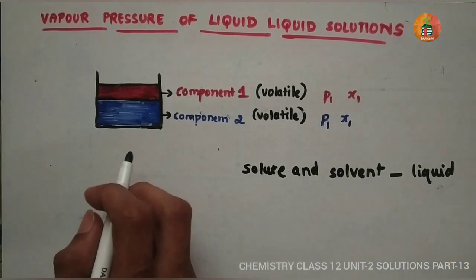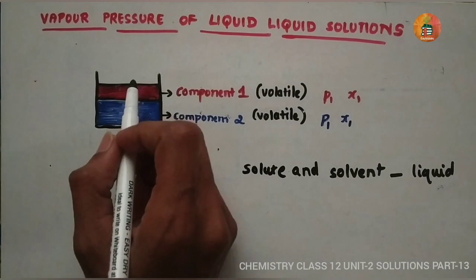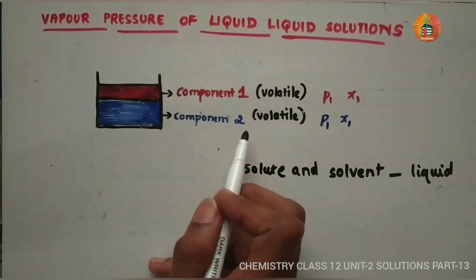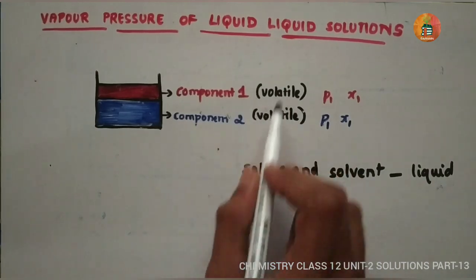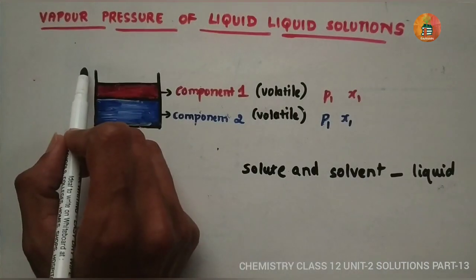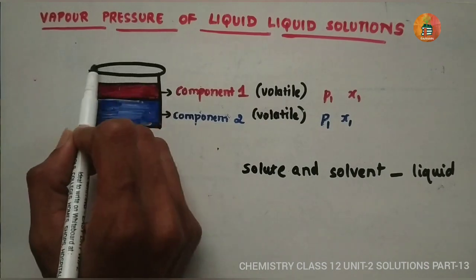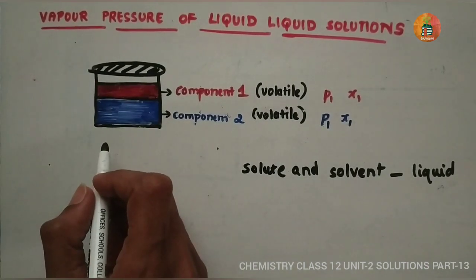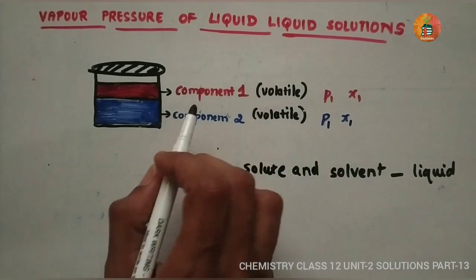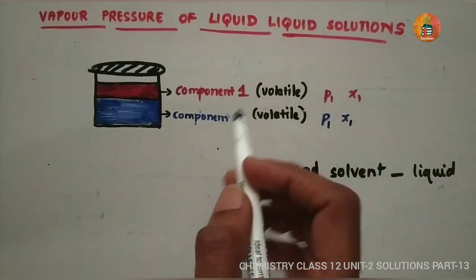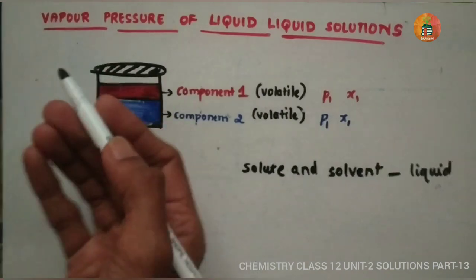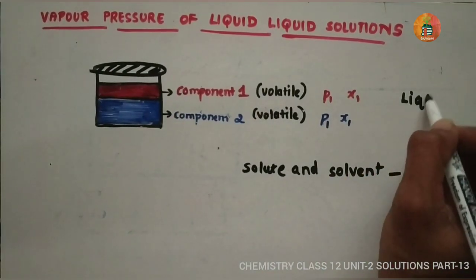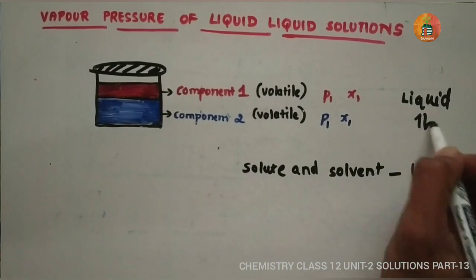Let me consider a liquid solution made up of two liquids, and I'll name one of the liquids as component 1 and the other as component 2. Both these liquids are volatile. Let me take these two liquids in a container with a closed lid. Now let me make them evaporate. Since both are volatile, liquid 1 and liquid 2 will both start to evaporate, and an equilibrium will be established between the liquid and vapor phase.